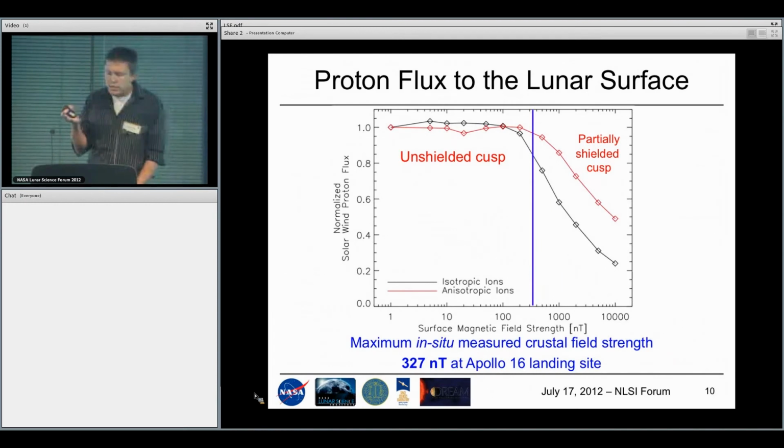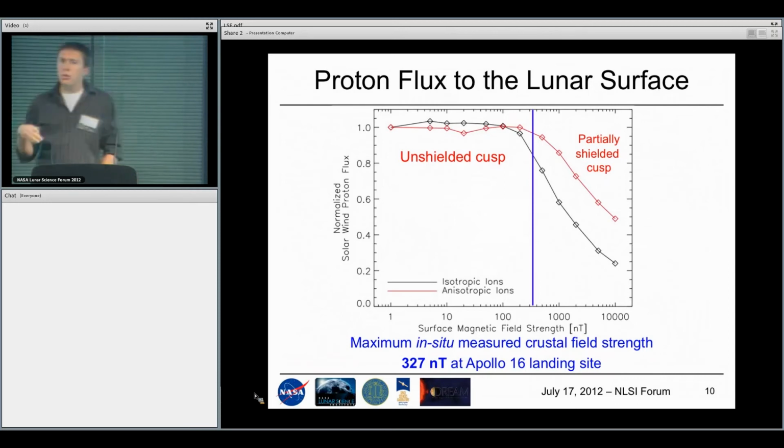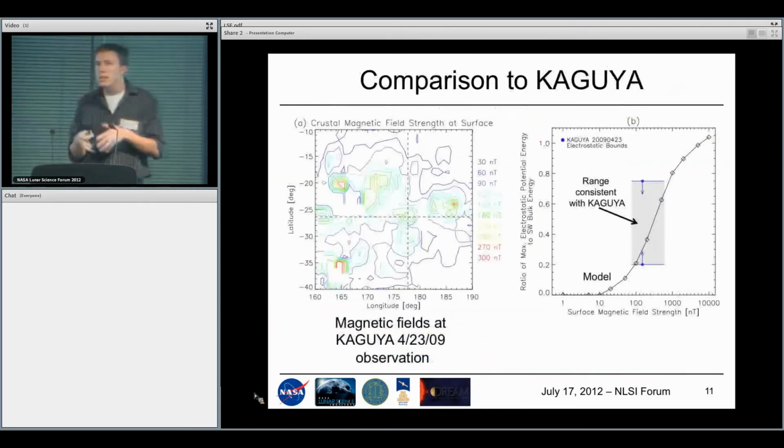Now, interestingly, I talked about the maximum field strengths that we see on the lunar surface, and if I highlight that here, 327 nanotesla corresponds to the highest known field strength at the lunar surface from the Apollo 16 surface magnetometer, and it almost by coincidence sort of bisects this into the unshielded cusp region and the partially shielded cusp region, where for expected field strengths on the lunar surface, within their cusp regions, they're basically wide open to the solar wind.